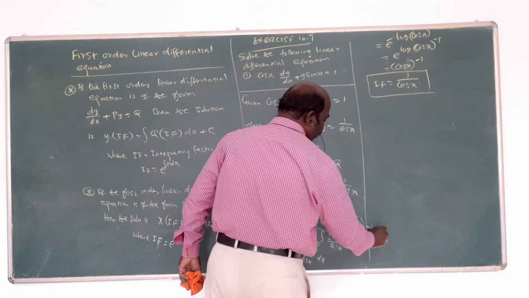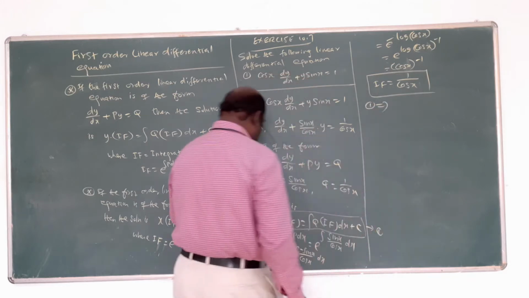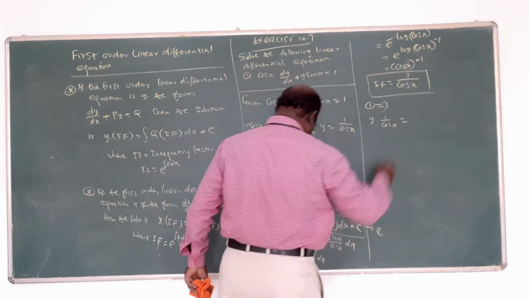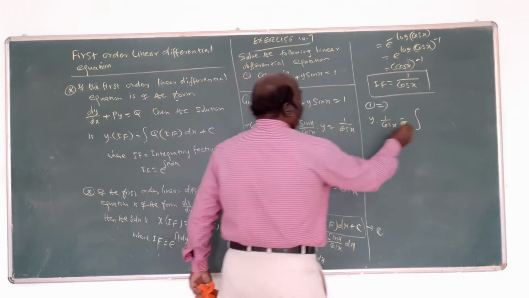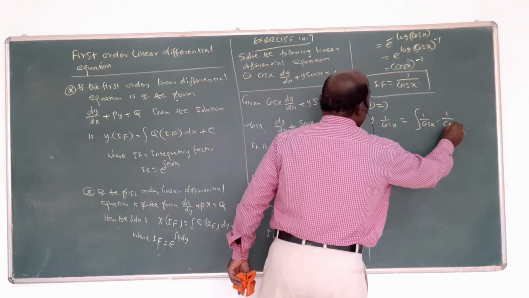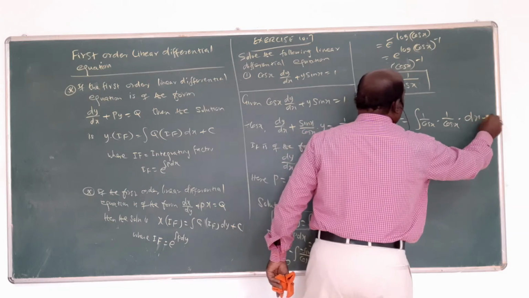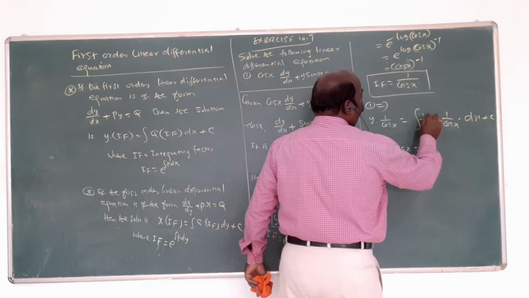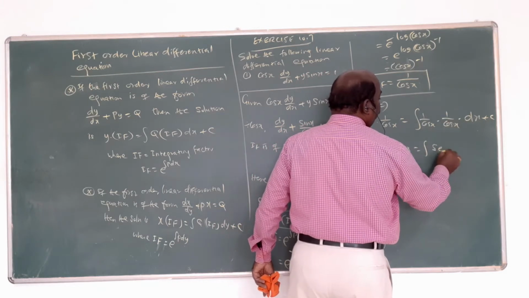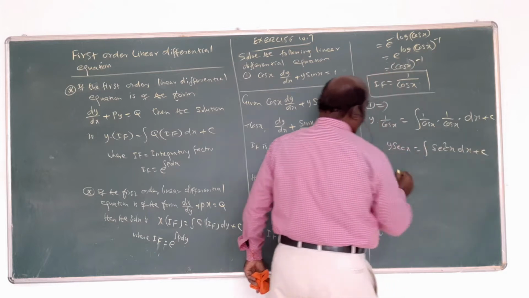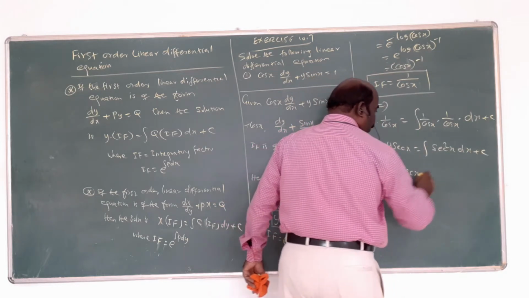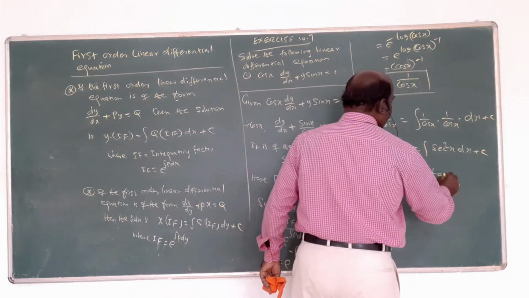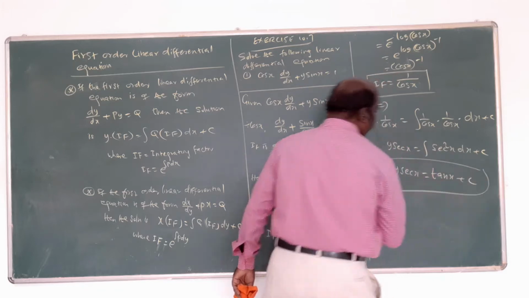Using the formula: y into IF is y into 1 by cos x equal to integral of Q into IF dx plus c. Q is 1 by cos x and IF is 1 by cos x, so the integrand is 1 by cos x into 1 by cos x, which is sec square x. Now y into sec x equals the integration of sec square x dx, which is tan x plus c. That is the answer.